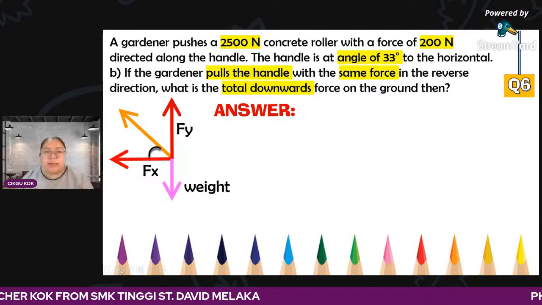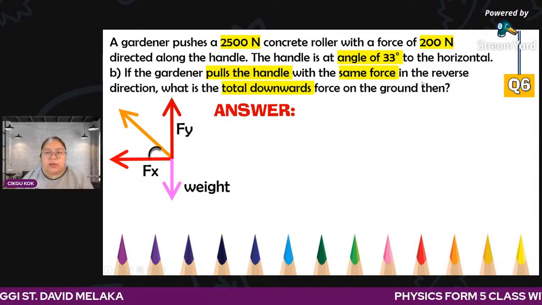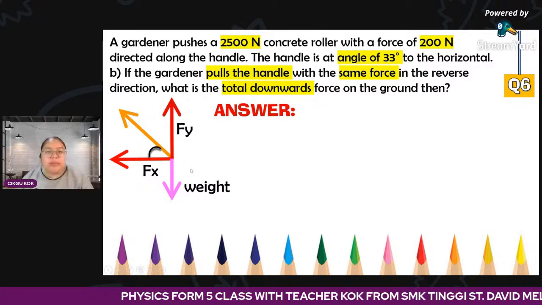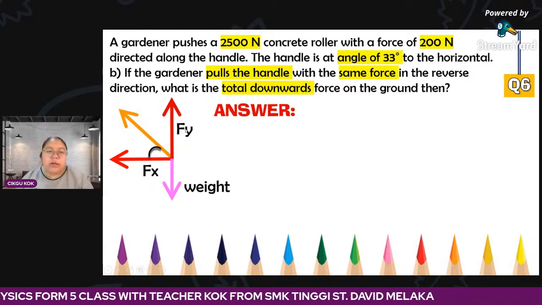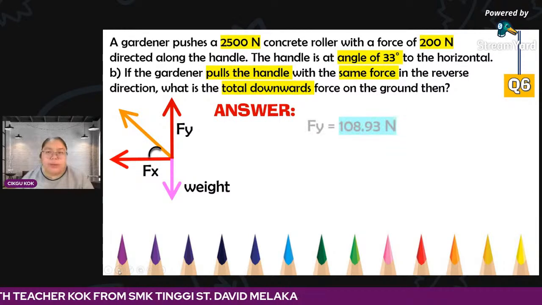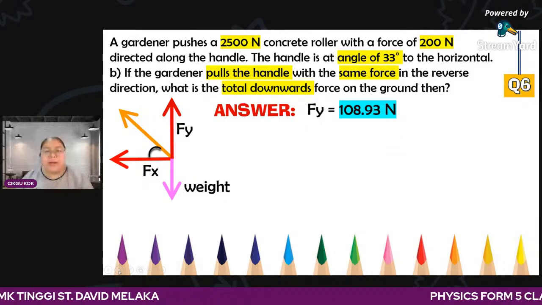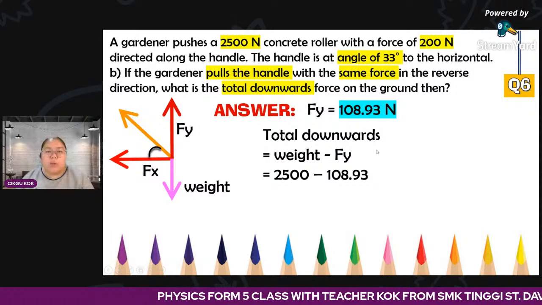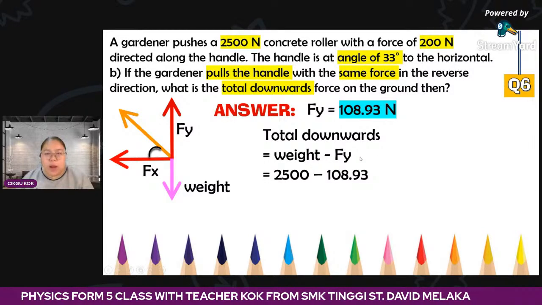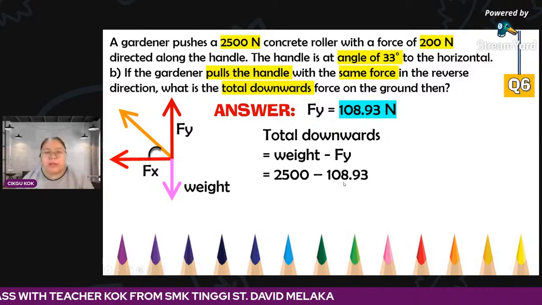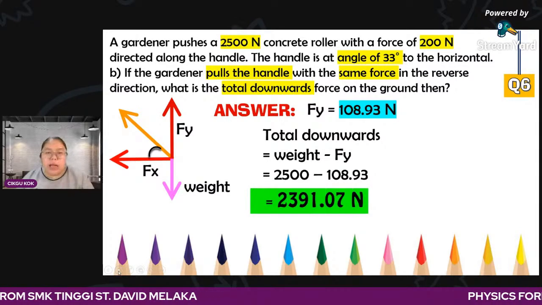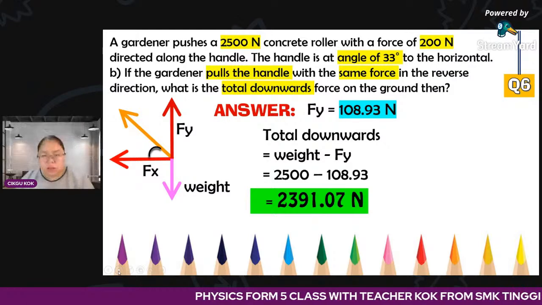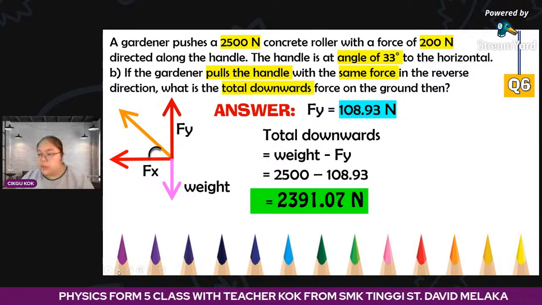Okay, now we go to answer. They want to find what? Same forces in the reverse direction. What is the total downward force? So the total downward force means the weight you need to minus the Fy. Fy just now we found already, 108.93. So that means the weight needs to minus. So total downward force is weight minus Fy. So 2,500 minus 108.93. So we get the total downward force is 2,391.07 Newton.